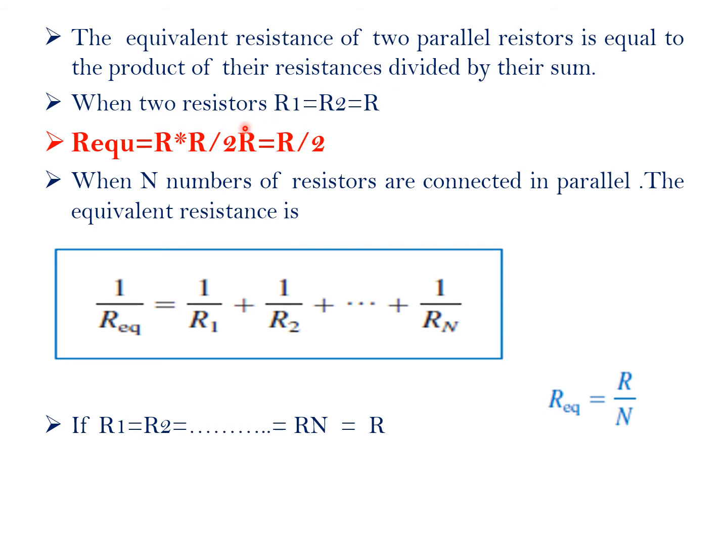When two resistors are the same, R1 equal to R2 equal to R, so the equivalent resistance is R into R divided by 2R, that is equal to R by 2. When n resistors are connected in parallel, 1 by R equivalent is 1 by R1 plus 1 by R2 up to 1 by Rn. So what is R equivalent? 1 the whole divided by the sum, and if all the resistances are equal, R equivalent equal to R divided by N.